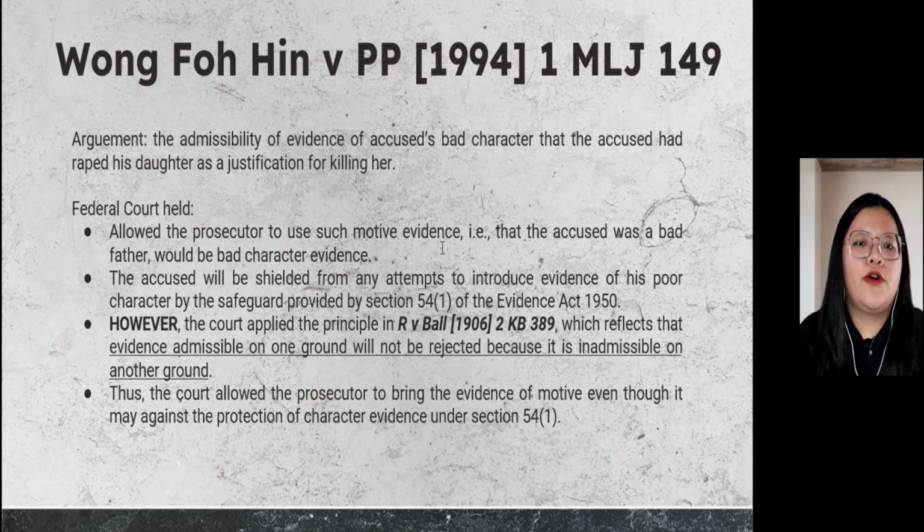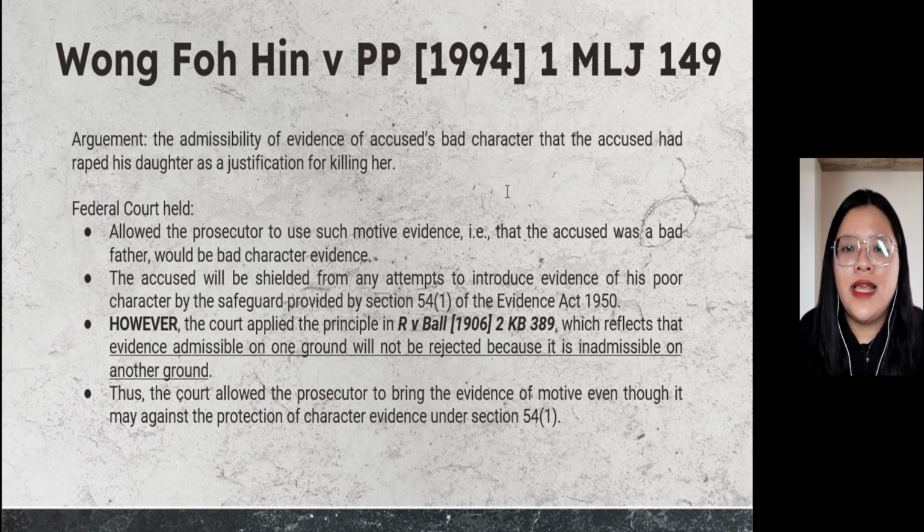In the case of Wong Foo Hin against PP, the defense attorney attempted to argue against the admissibility of evidence that the accused had raped his daughter as a justification for killing her, on the grounds that it revealed that the accused had bad character. It was contended that allowing the prosecutor to use such motive evidence, that is, that the accused father was a bad father, would be bad character evidence.